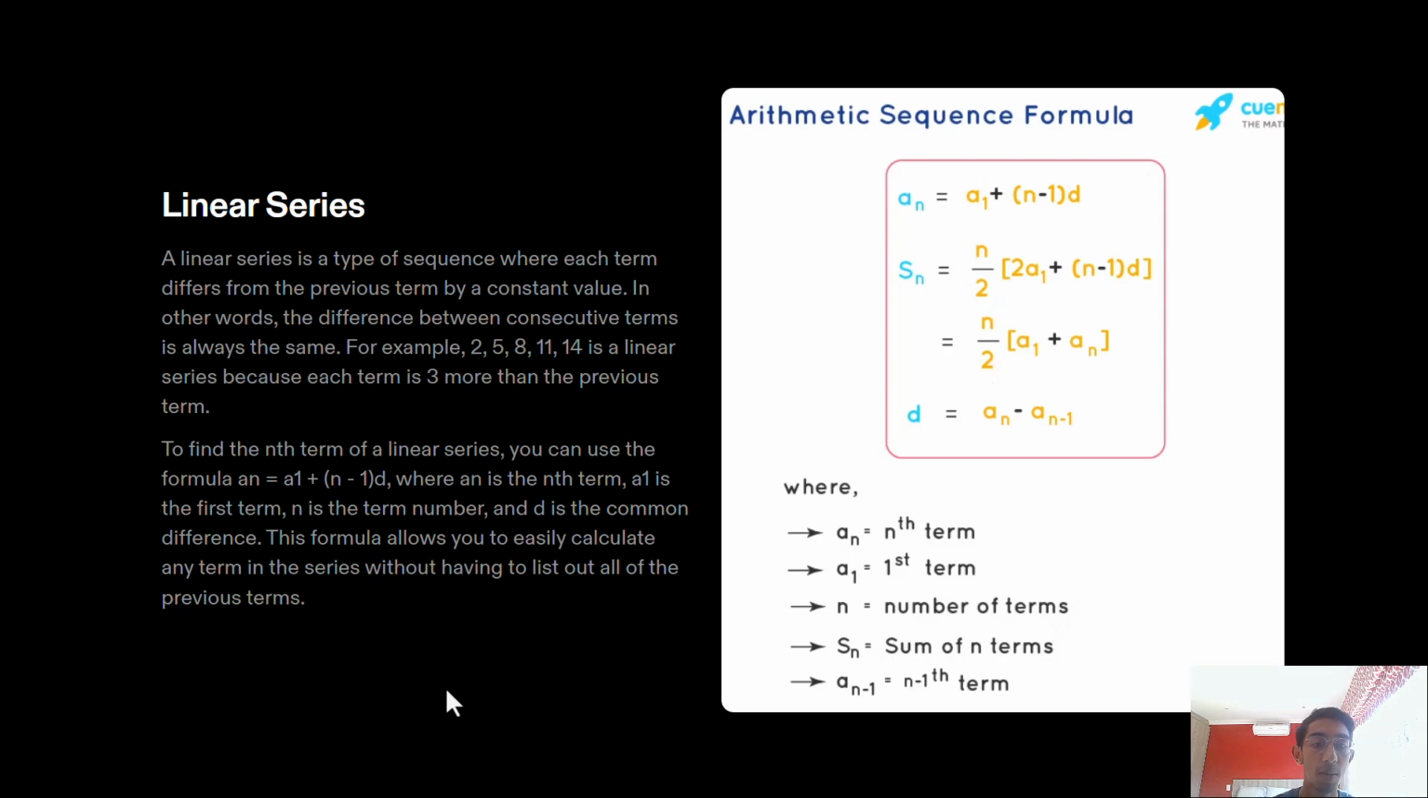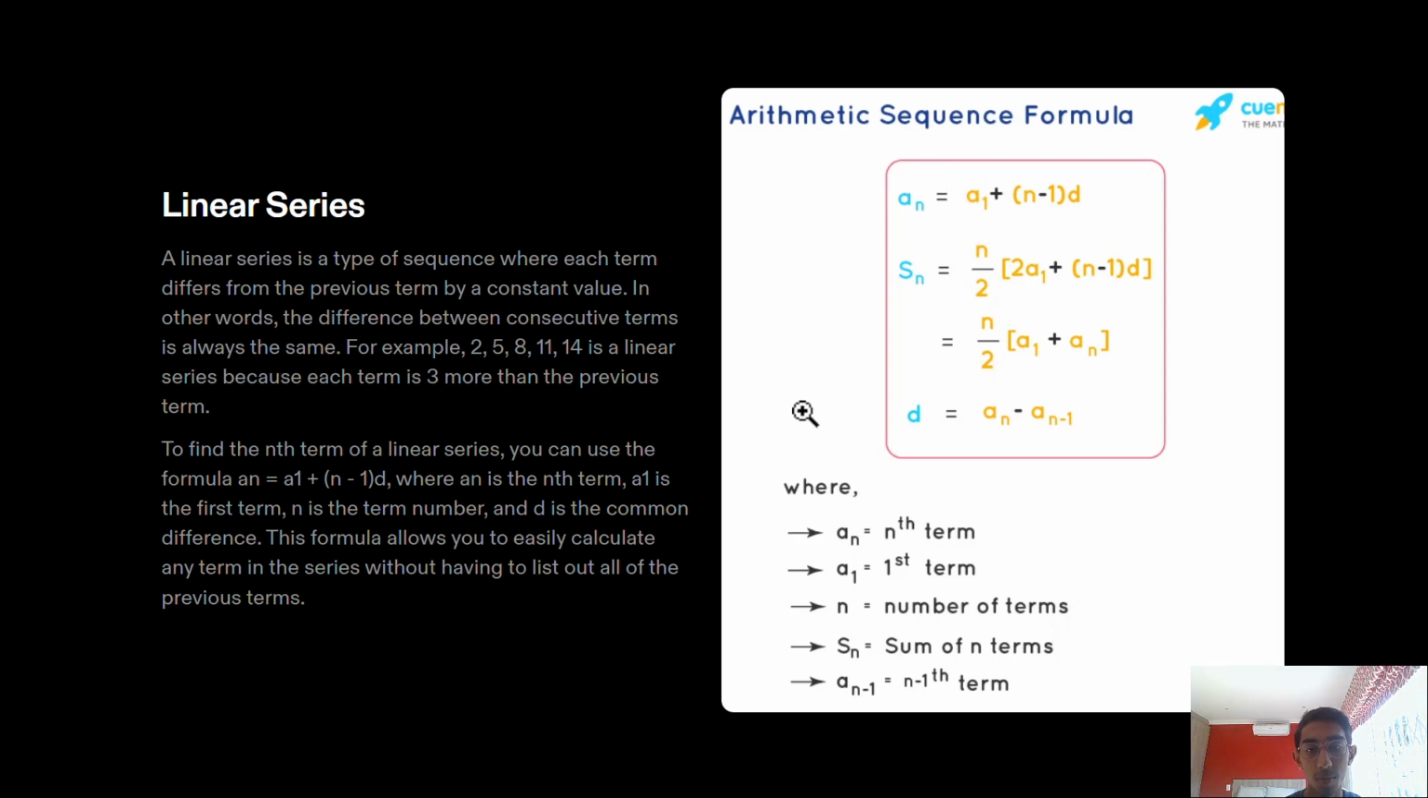A linear series is a type of sequence where each term differs from the previous term by a constant value. In other words, the difference between consecutive terms is always the same. Here's an example illustrating this again, with each term differing by 3. To find the nth term of a linear series, which we've discussed, use the formula an or tn is equal to a, which is your first term value, plus (n minus 1) multiplied by d, which is your common difference.